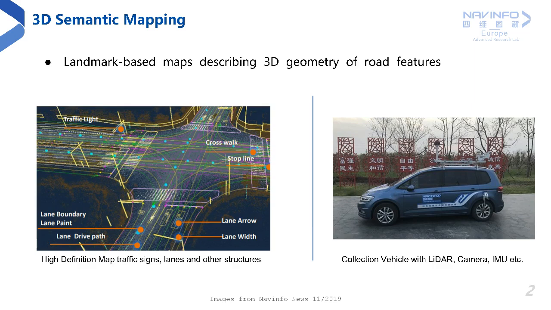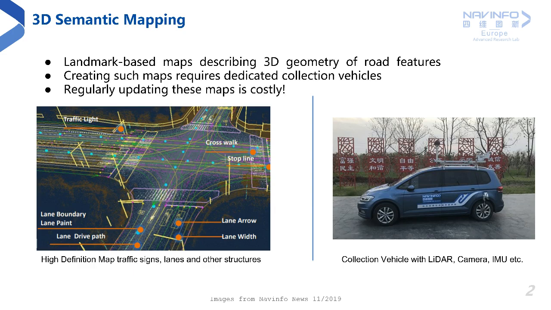Autonomous driving and advanced driver assistance systems utilize 3D semantic maps of road landmarks such as lane boundaries, stop lines, traffic signs and lights, and so on, describing their geometry. These maps are utilized for accurate planning and safe decision making during the drive. However, creating such maps requires dedicated collection vehicles with sensors such as LiDAR, stereo cameras, inertial measurement unit, wheel odometers, and so on. Therefore, regularly updating the map to reflect short-term changes due to road maintenance or long-term changes with urban planning is a highly costly endeavor.